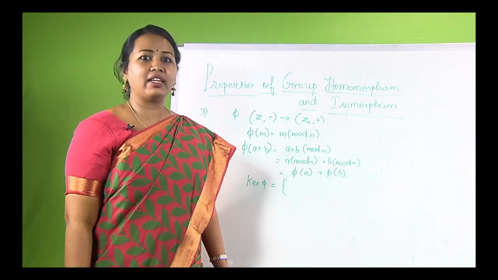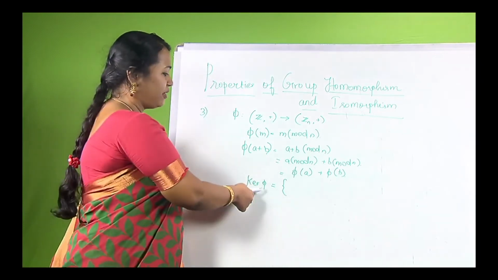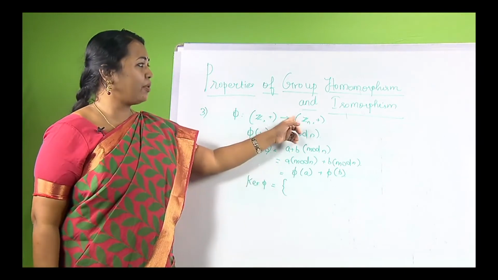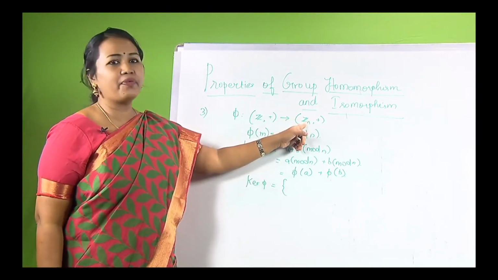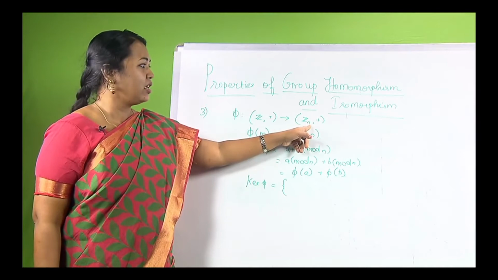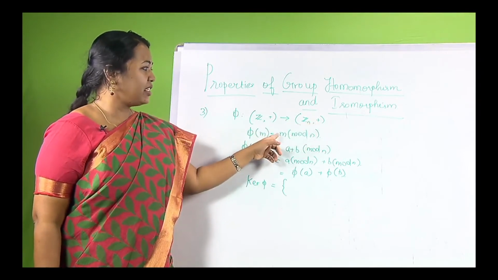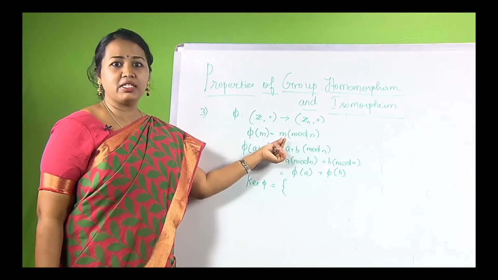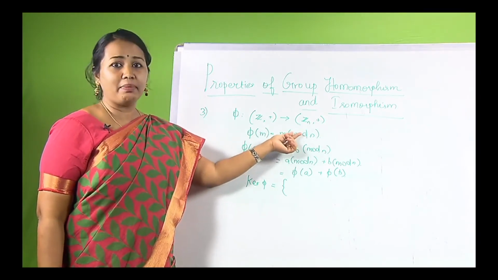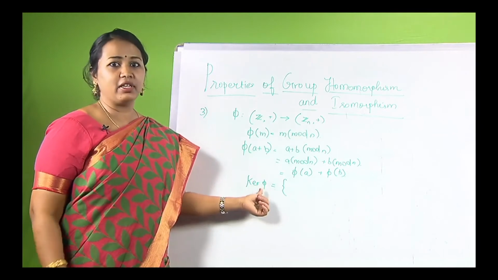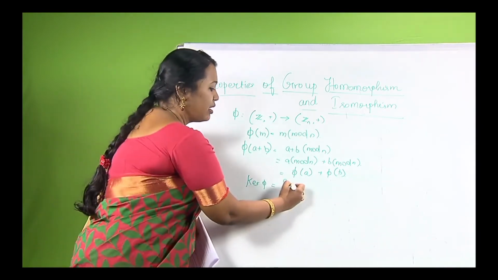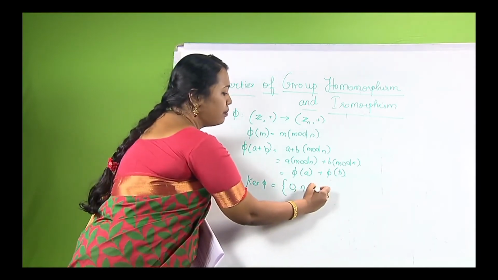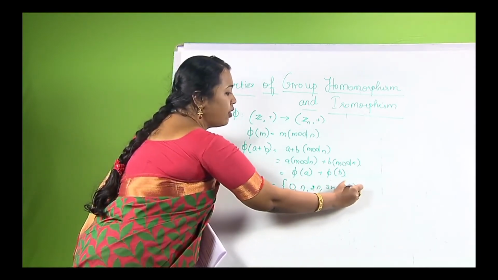Now, let us calculate the kernel of this particular function phi. Kernel phi is the set of all elements which are mapped onto the additive identity of Zn, plus. We know that the function is m mod n, and therefore only those elements with remainder 0 can belong to the kernel of this function. Hence, clearly, these elements, the multiples of n, are going to belong to the kernel of this function.